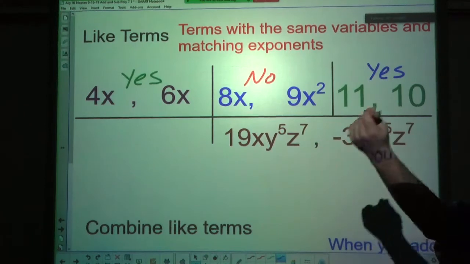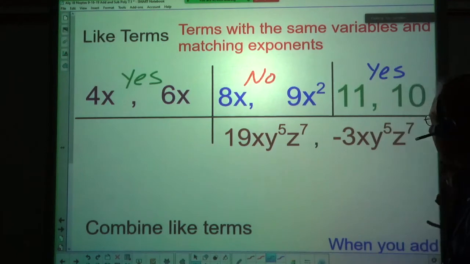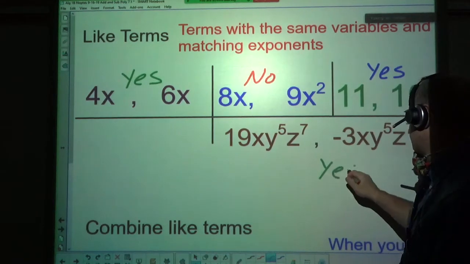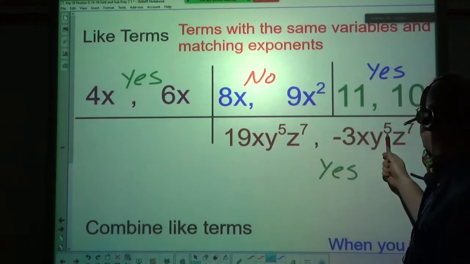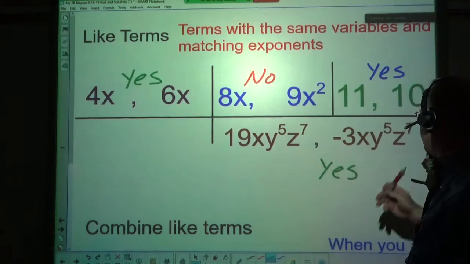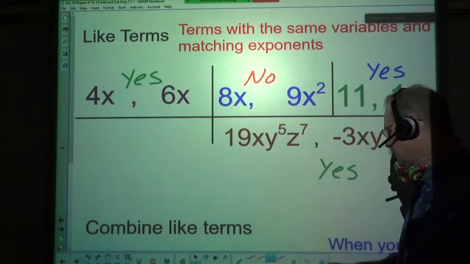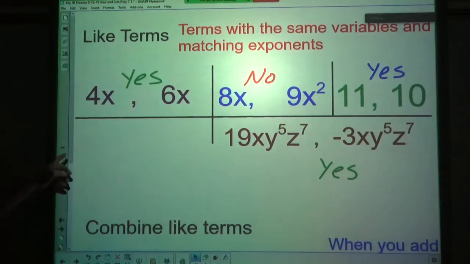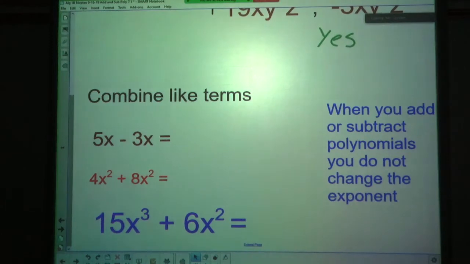Down at the bottom here in kind of a brown color, we have 19x y to the fifth z to the 7, and negative 3x y to the fifth z to the 7. These are like terms because the x's in both have a 1 power, the y in both have a 5 power, and z in both have a 7 power. Just because one coefficient is negative and the other is positive has no bearing on whether or not they're like terms.